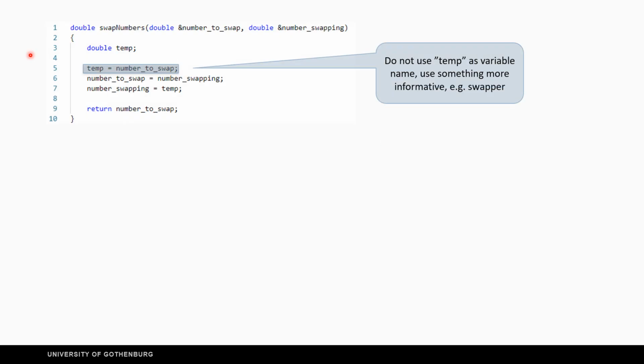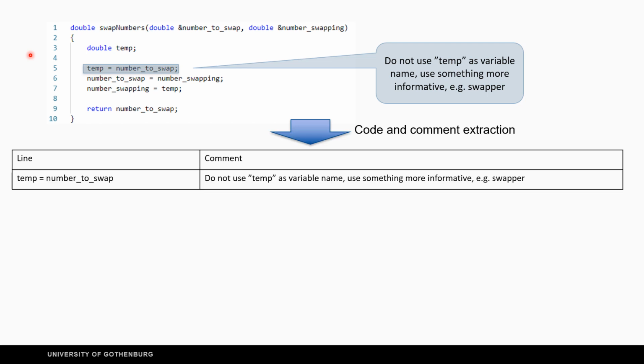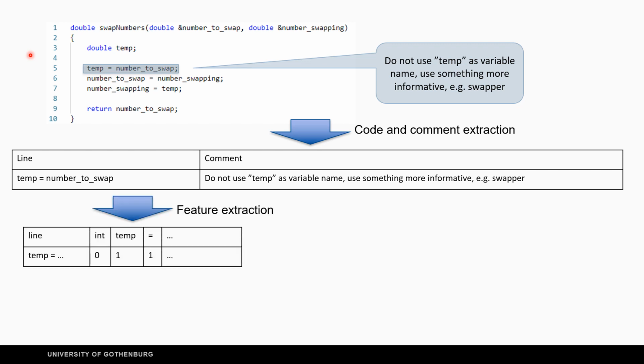To illustrate how it works, let me go back to the original example of this small function that swaps two numbers. It is a function that has been commented on by one reviewer, that particular line number 5, which says that the temp variable should not be used over here. It should be something more informative. What we do is we export that data from Gerrit into a pair where we have a line and a comment. Then we separate lines and comments and extract features from the lines.